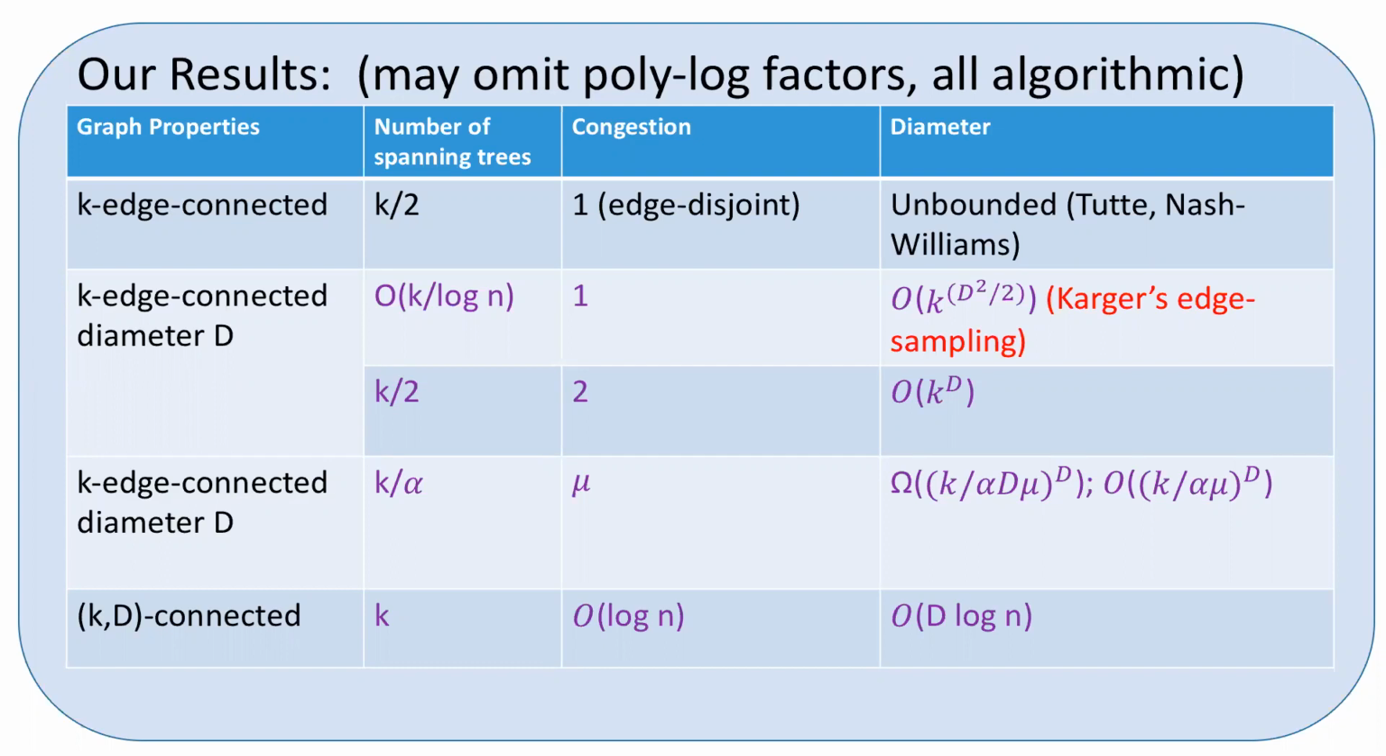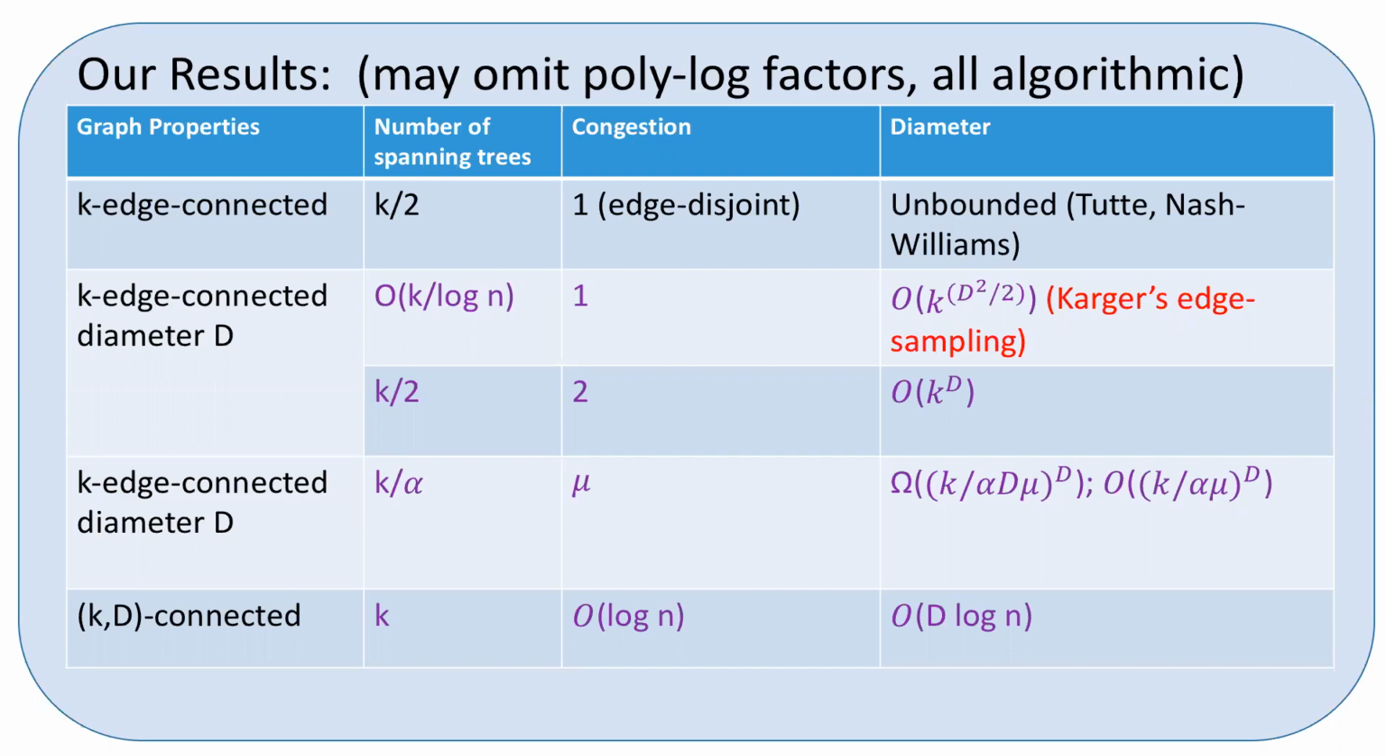Our second result shows that every k-edge connected graph with diameter d contains a spanning tree packing of size k over 2, congestion 2, and diameter at most k to the d. Note that this is an exponential improvement of the diameter compared with the edge disjoint case, which is kind of common in many graph theoretic problems.